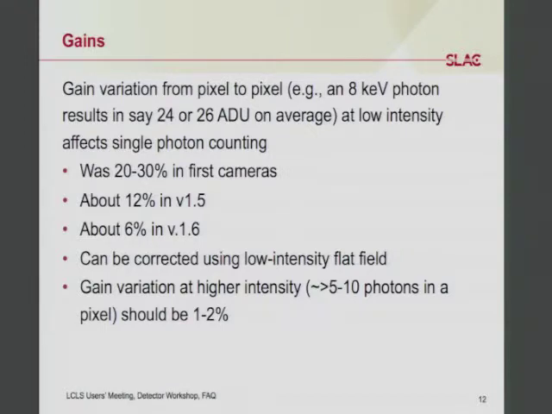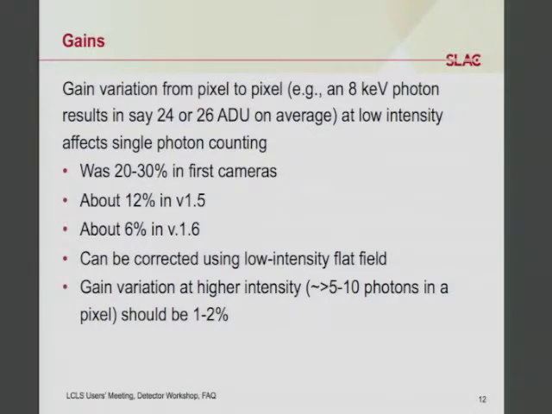So as Gabrielle showed before, we've been improving the gain and noise homogeneity of the detector. In the first cameras, it was quite big. In the 1.5, it's order 10%-ish. In the next and final version of the CS pad, it's going to be about half that. This can be corrected for using a low intensity flat field.